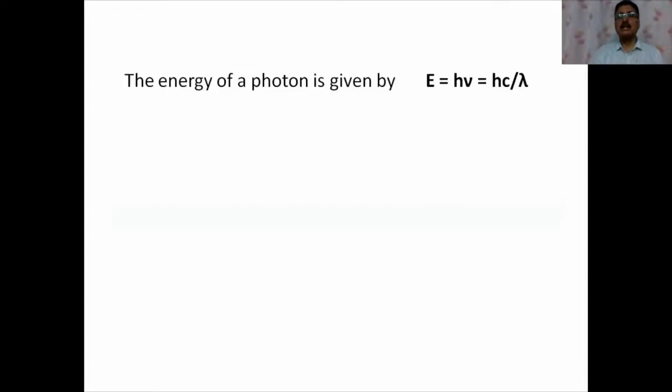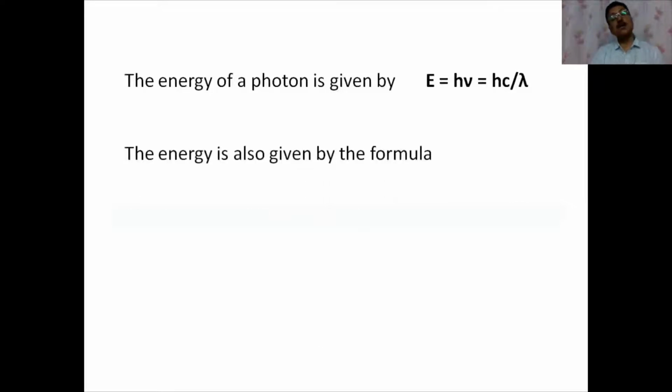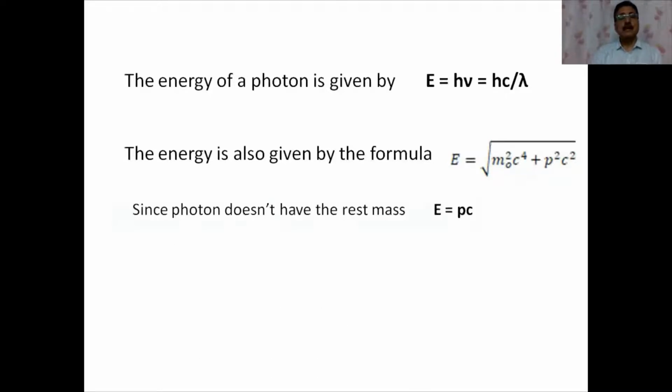Therefore, if we take the energy of a photon, that is E equals h nu or E equals hc by lambda, the energy is also given by the formula E equals square root of m naught square c power 4 plus p square c square. Here m naught is the rest mass and p is the momentum carried by the particle. Since a photon does not have any rest mass, m naught is equal to 0 and therefore E is equal to pc. This implies that hc by lambda becomes equal to pc, which implies lambda is equal to h by p.